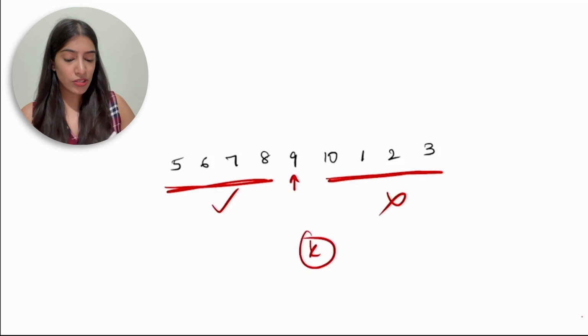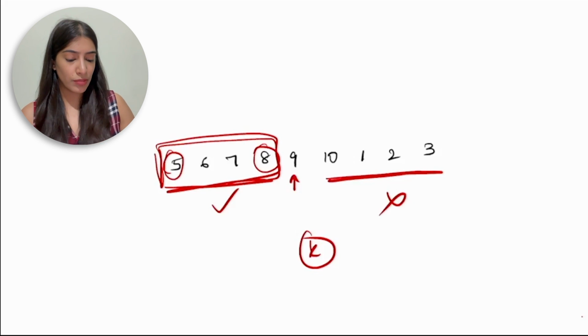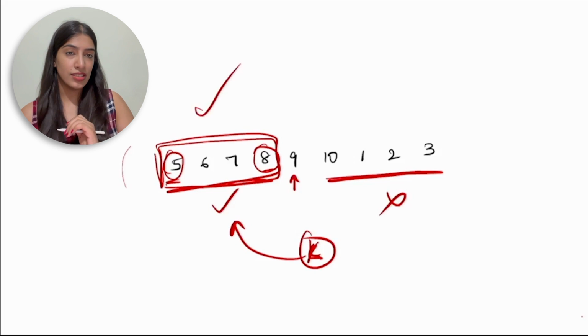It is very easy to see whether the element k exists in the sorted part or not. We know the least element of the sorted part, and we know the highest element of the sorted part. It is very easy to check whether k will exist in it. If k is greater than 5 and less than 8, we know that k exists over here.